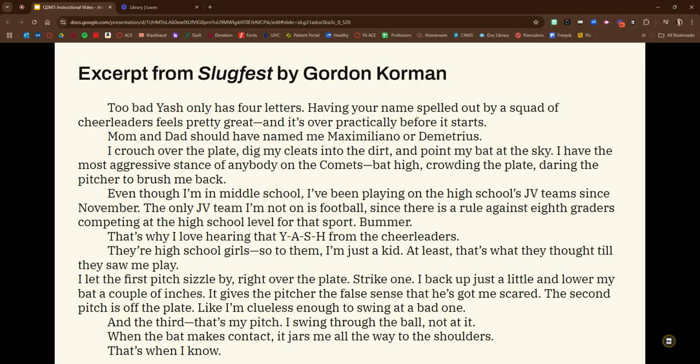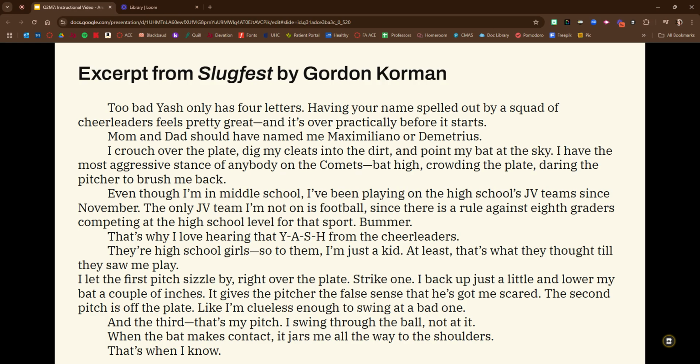Even though I'm in middle school, I've been playing on the high school's JV teams since November. The only JV team I'm not on is football, since there's a rule against eighth graders competing at the high school level for that sport. Bummer. That's why I love hearing that YASH from the cheerleaders. They're high school girls, so to them, I'm just a kid. At least that's what they thought till they saw me play.